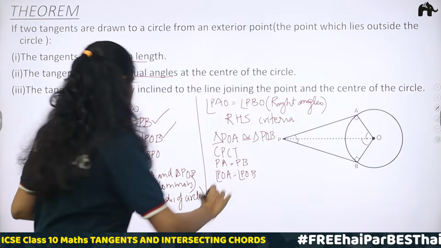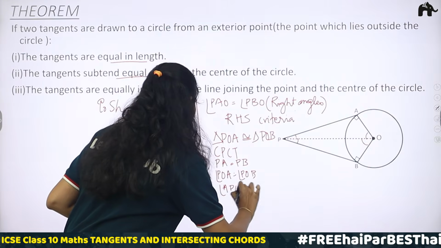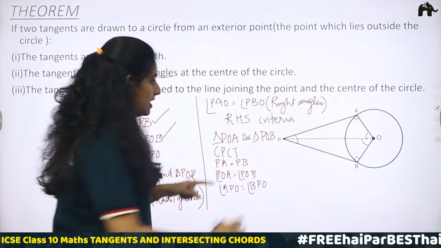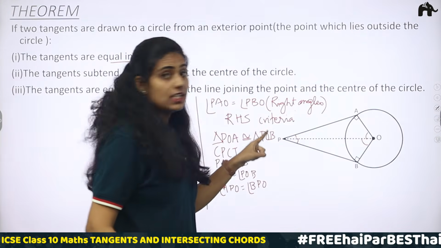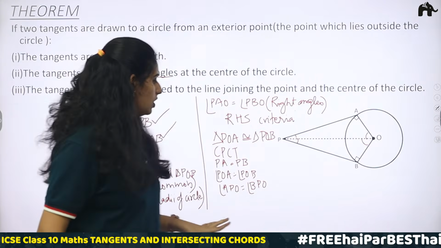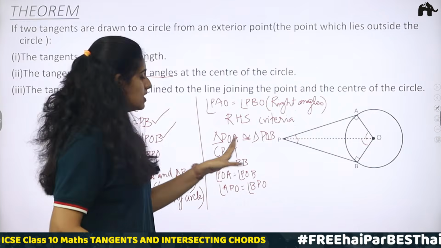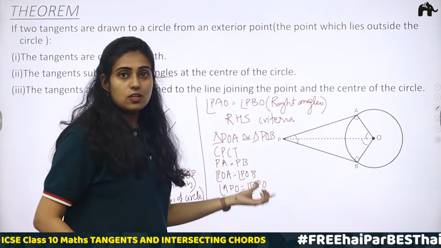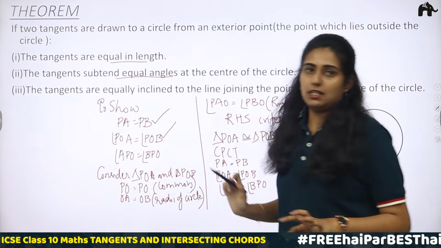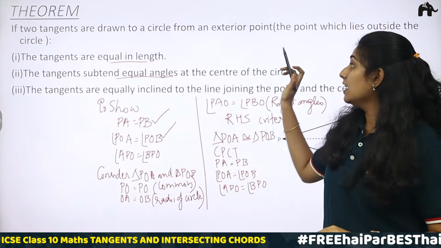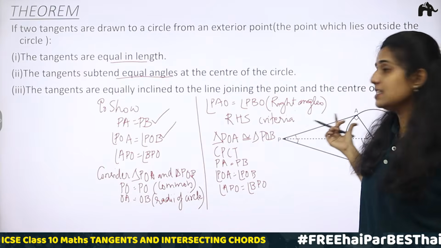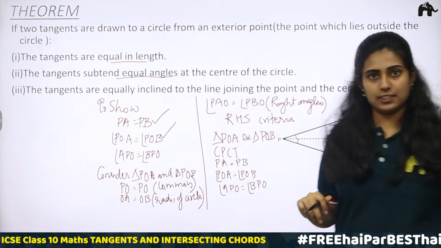Now the third one, we have angle APO equal to angle BPO, the inclined angles. Angles inclined by the tangent with the line joining the exterior point and the center are also equal. Again, this is due to CPCT, corresponding angles of the congruent triangles. Clear? So, we have proved the three statements regarding the two tangents drawn from an exterior point.